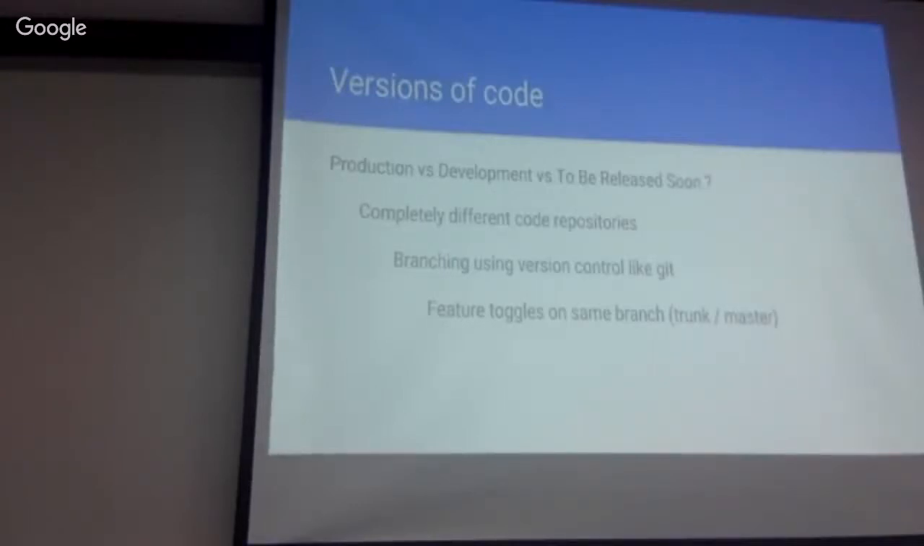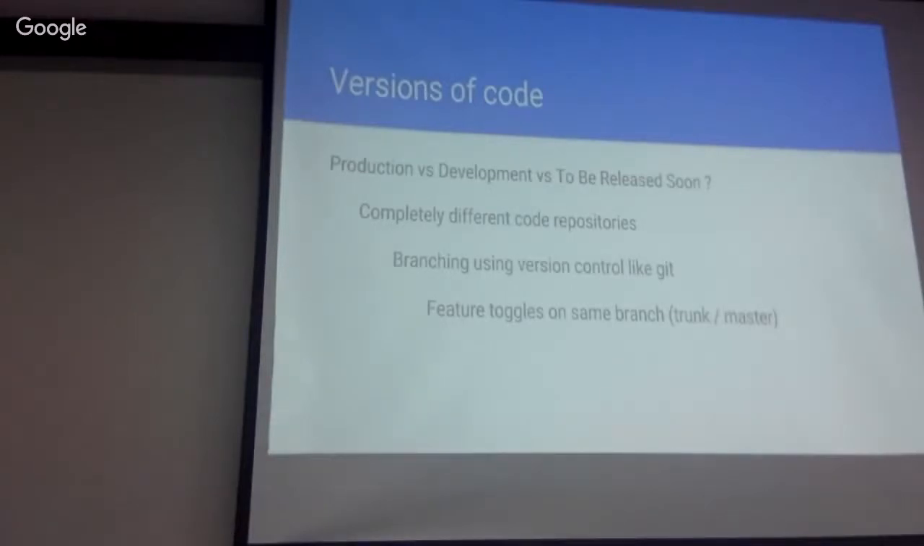A very crude way is to have completely different code repositories. One repository which contains the production quality code, another repository in which we develop, etc. But that's a very old way. Some of the more frequently used ways is using version control systems, especially Git. We have branches like Git or Subversion. We have the development branch, the production branch, the release branch, etc.